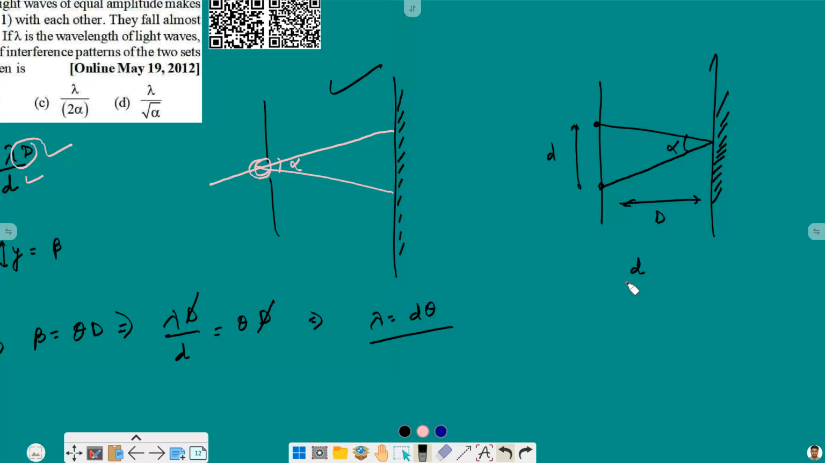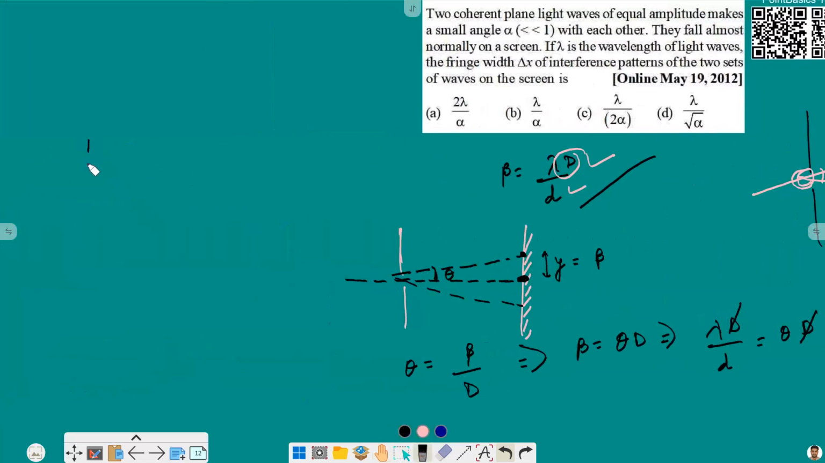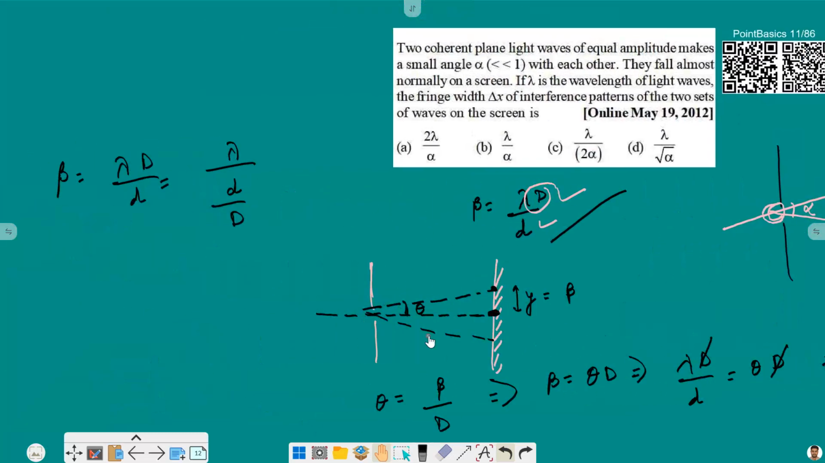Now from this we can write that small d by capital D is equal to alpha, and we can use this one in the expression for beta, that here we have beta is equal to lambda capital D by small d, and this can be written as lambda small d by capital D. Now small d by capital D from here is equal to alpha. So it becomes basically lambda by alpha, and it will match with option B. So option B is the right answer.